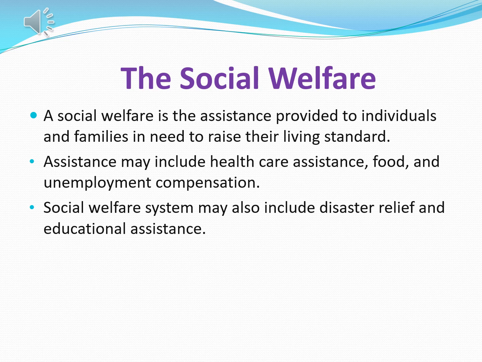So assistance may include health care assistance, food, and unemployment compensation. A social welfare system may also include disaster relief and educational assistance. There are a lot of scholarships we are giving, or in the case of disaster relief, like I already explained to you. Due to COVID-19, a lot of families suffered because they lost their jobs. So all these things come under the social welfare program.